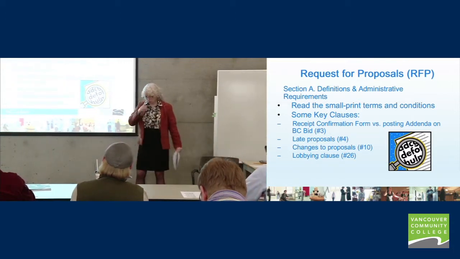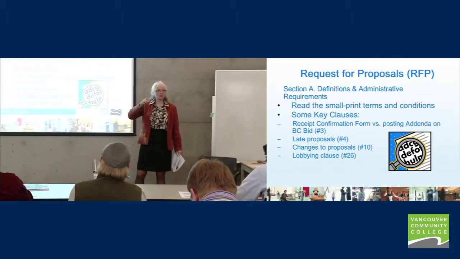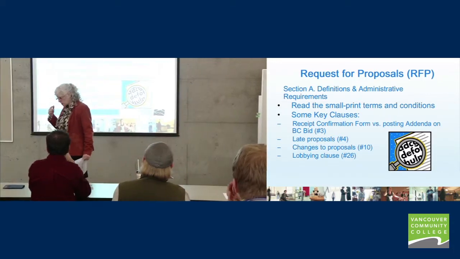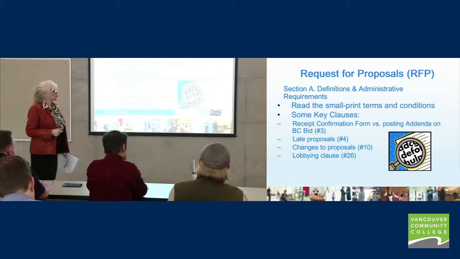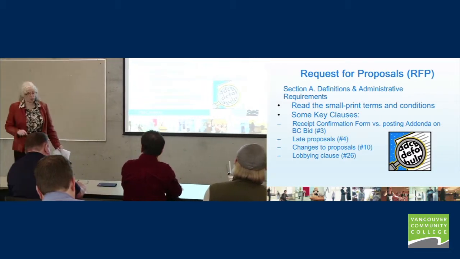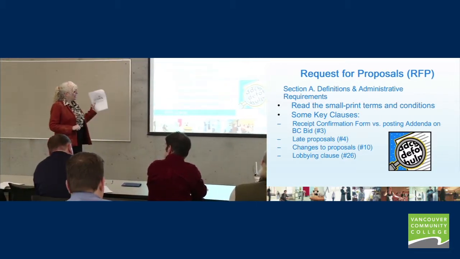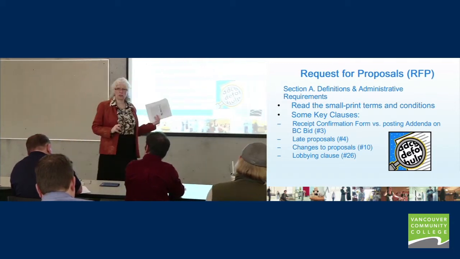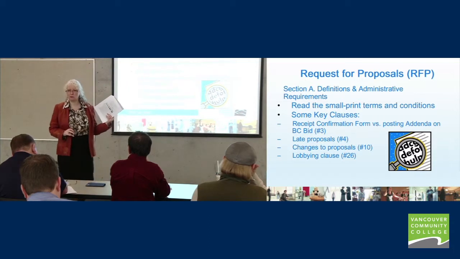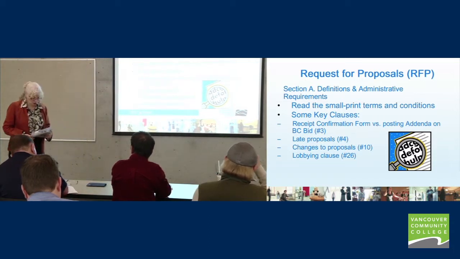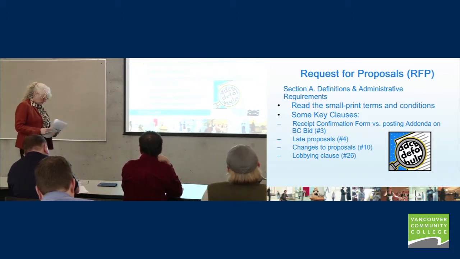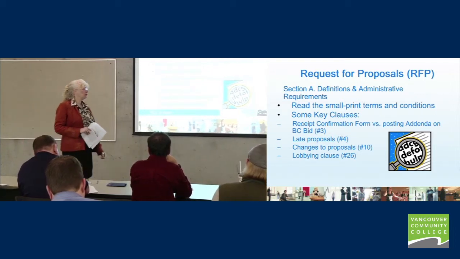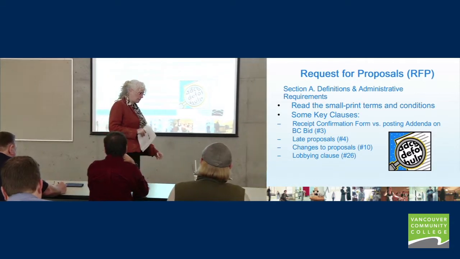Now, these ones are the small print. It's in a couple of columns. Those of you that are familiar with RFP documents that the college has done or that ministries do, that's the terms and conditions of the RFP process. And there are a few clauses. I think there's 26 or 27 of them altogether now. But there's a few I wanted to point out just so that you have a good understanding of what they mean. The receipt confirmation form and posting addenda on BC Bid.